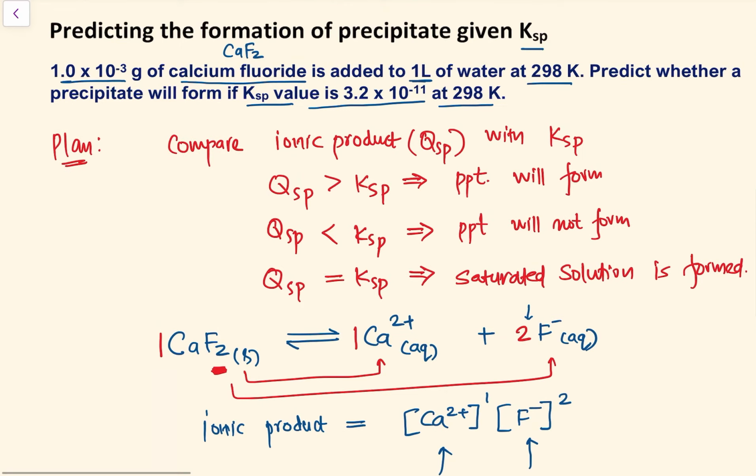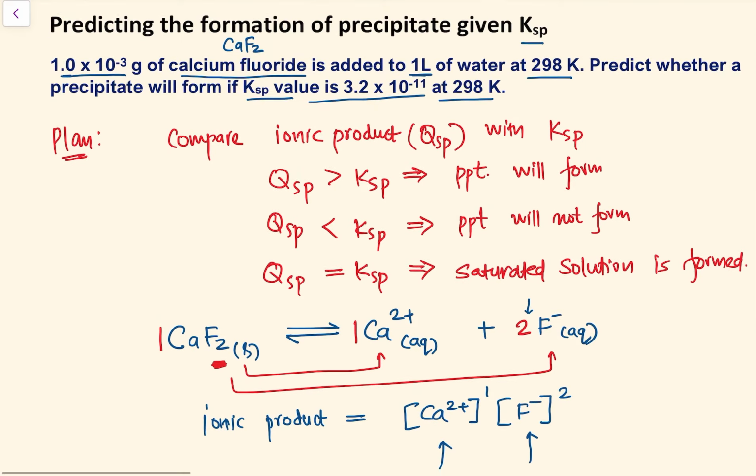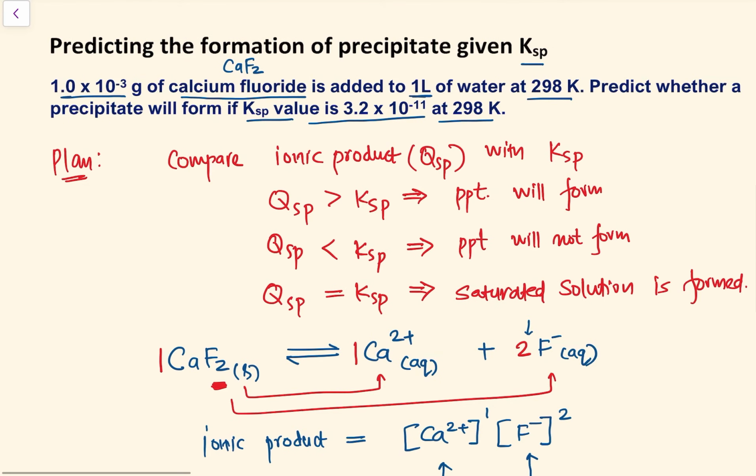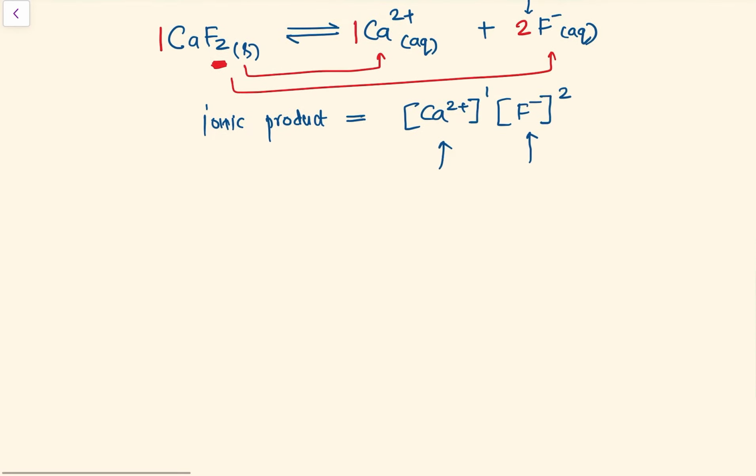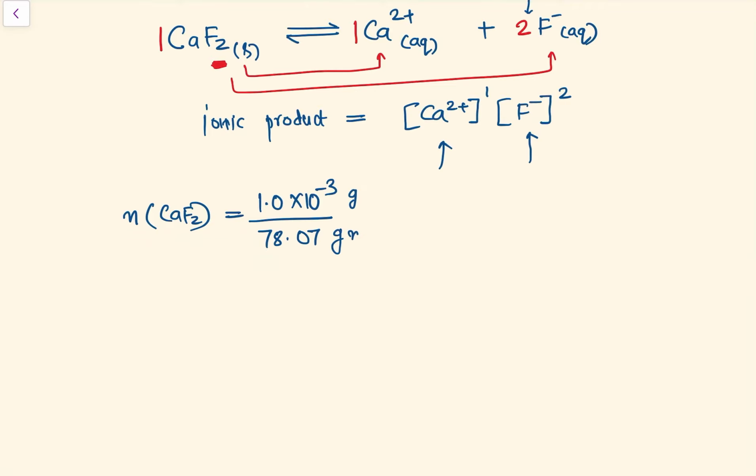But we only have the mass of calcium fluoride. So in order to find the concentration, we need the number of moles and the volume. The volume is given to be equal to 1 liter. Let's find the number of moles from the given mass of calcium fluoride. The number of moles of calcium fluoride is equal to the given mass, 1.0 times 10 to the minus 3 gram, divided by its molar mass. The molar mass of calcium fluoride is 78.07 grams per mole, and after solving, this comes out to be equal to 1.28090 times 10 to the minus 5 mole.